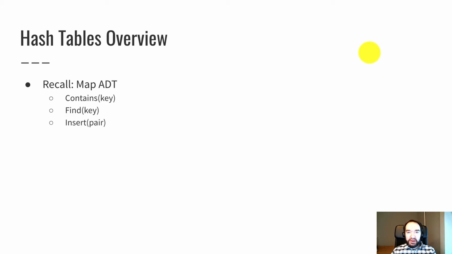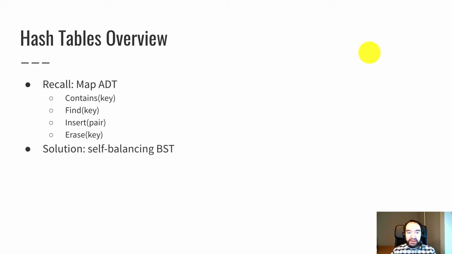Insert is given a pair and puts that pair into the map if it's not already present. And erase is given a key and it removes the pair associated with that key if there is any such pair. So we've already seen one solution to implement the map abstract data type.